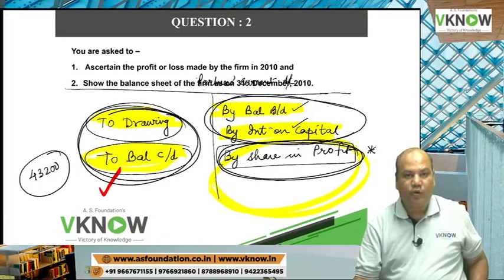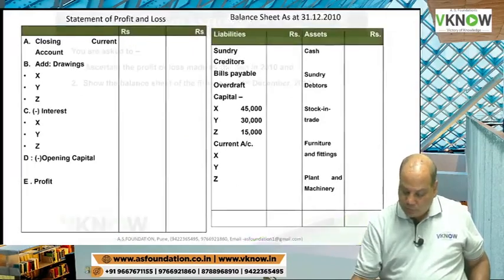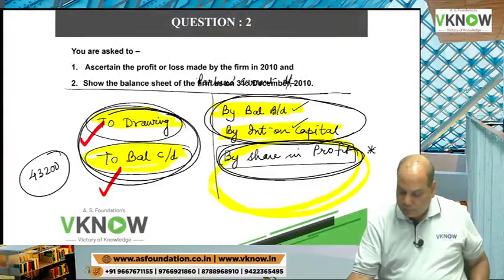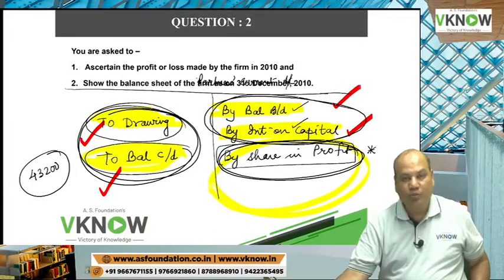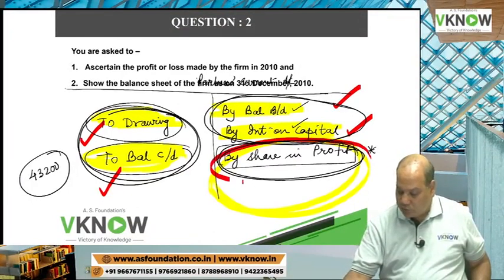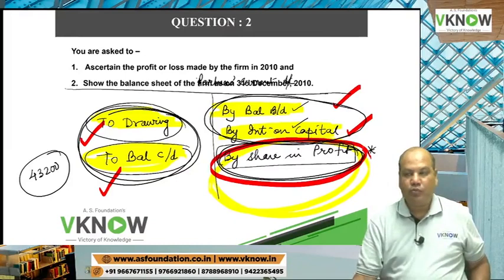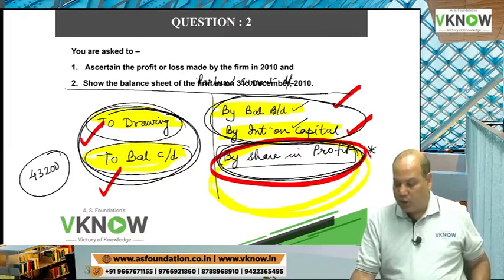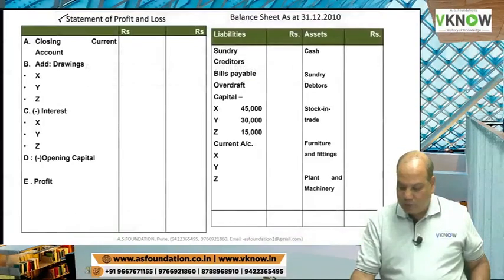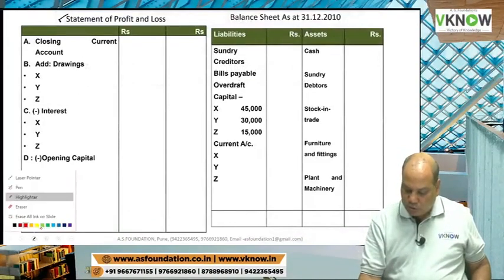We will start from here. We will add the drawing. We will deduct the capital and will deduct the opening balance. So the total will be profit for the year, which we will apportion in the ratio of 3 to 1. Agreed? Say yes. So now you are ready to draw the format.